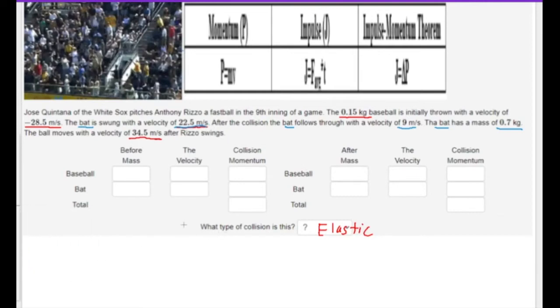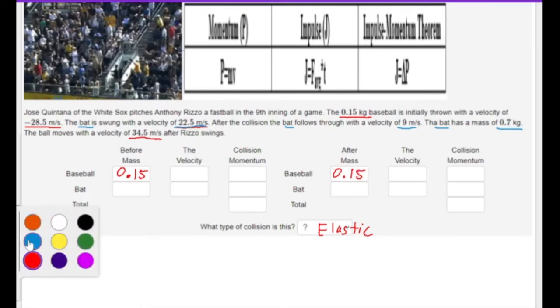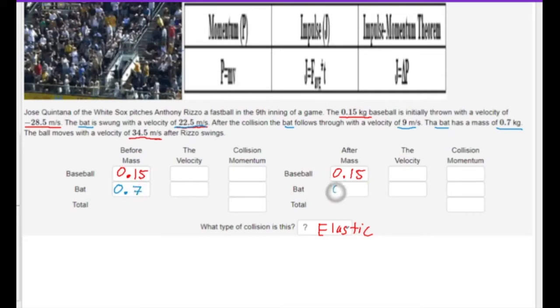Now, let's go ahead and start filling in these boxes. So the mass of the baseball is 0.15. So I'm going to go ahead and write that right here. The mass of the baseball is the same before as it is after, because the baseball is not falling apart. It's not having anything added to it. It's just going to be the same. Next, let's do the mass of the bat. Well, the mass of the bat is 0.7. Again, the bat is not falling apart, or the bat is not having anything stuck in it after it hits it. So it's going to have the same mass before as it does after.